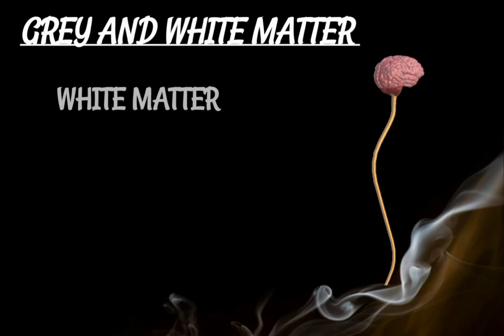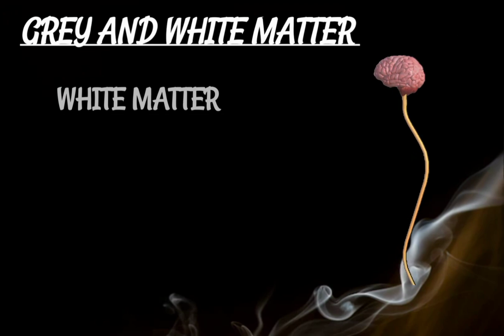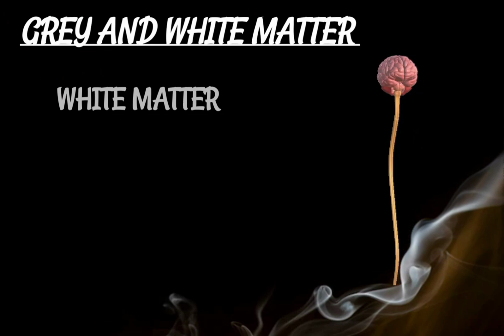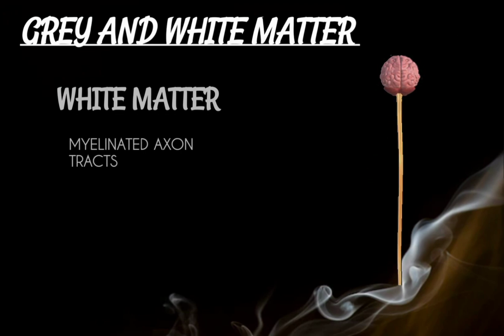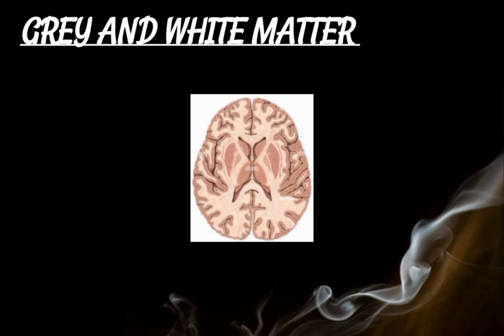While if we talk about the white matter, the white matter refers to the area of the central nervous system that is mainly made up of the myelinated axons, which are also called tracts. Now take a close look at this diagram of the transverse section of the brain, as you guys can easily distinguish the gray matter and the white matter.